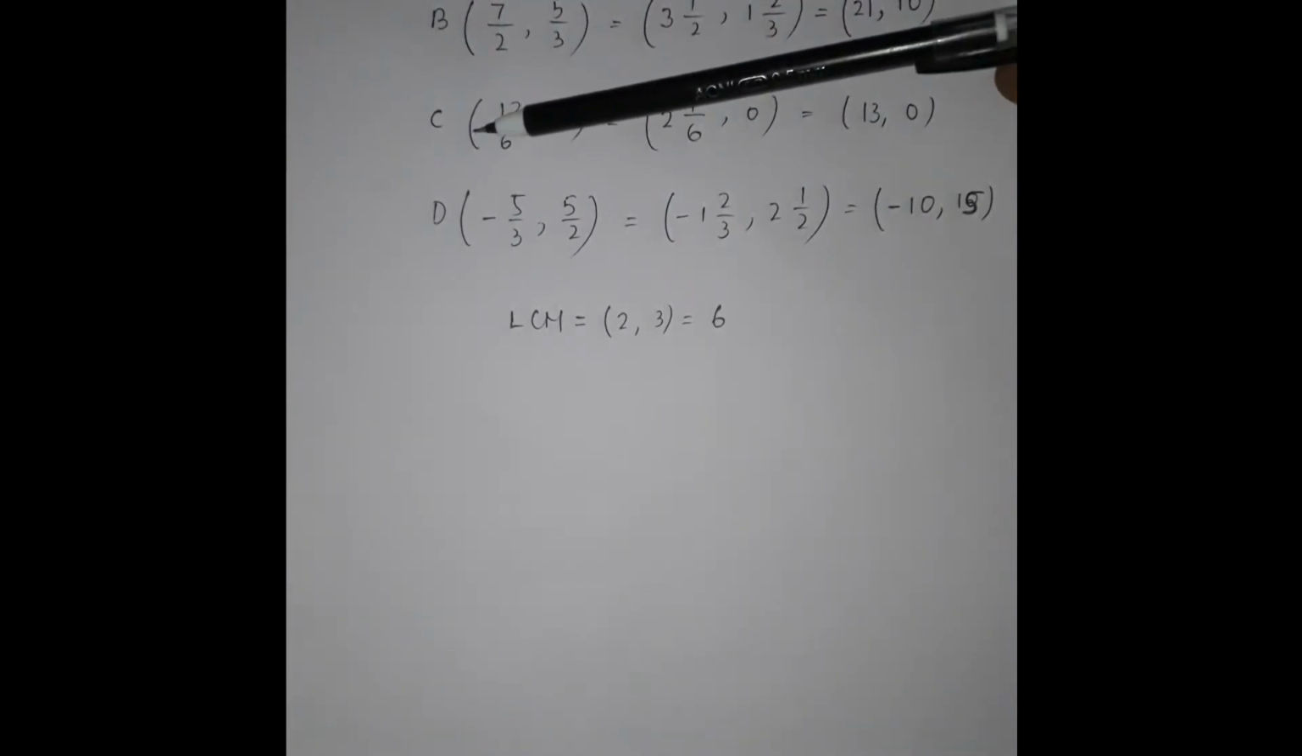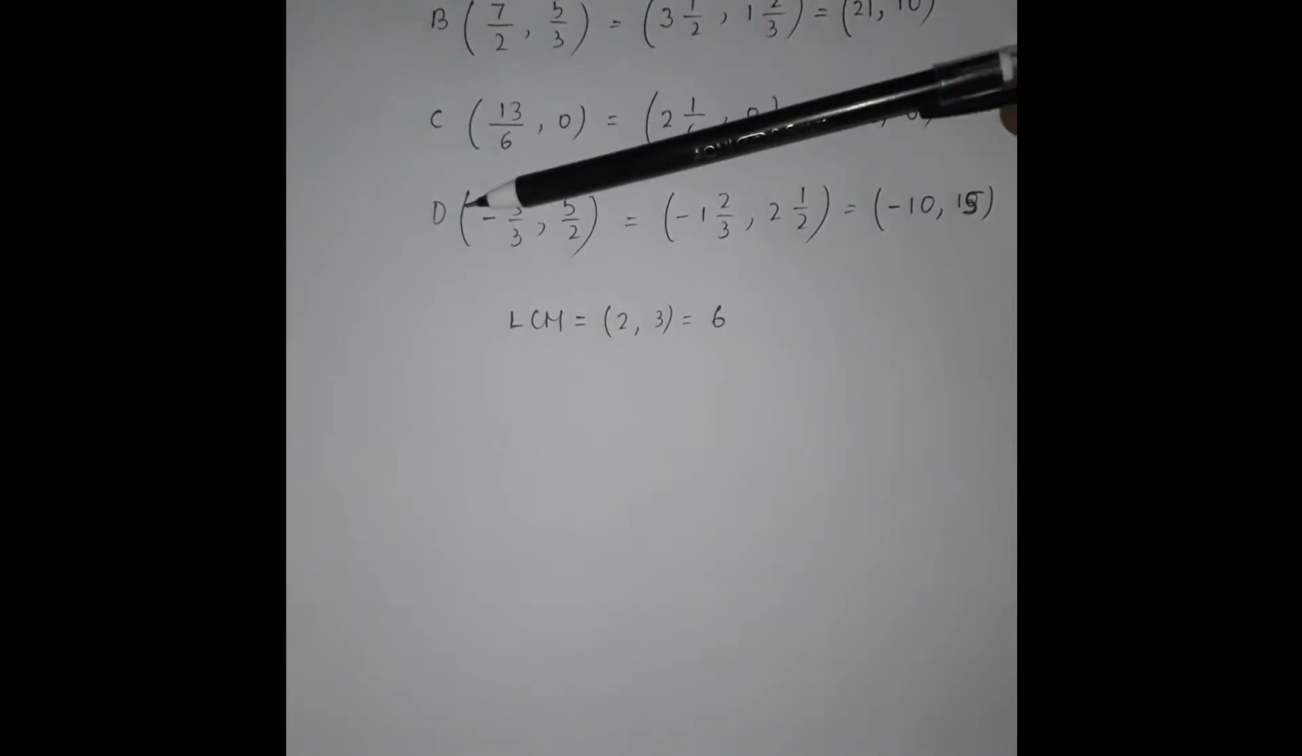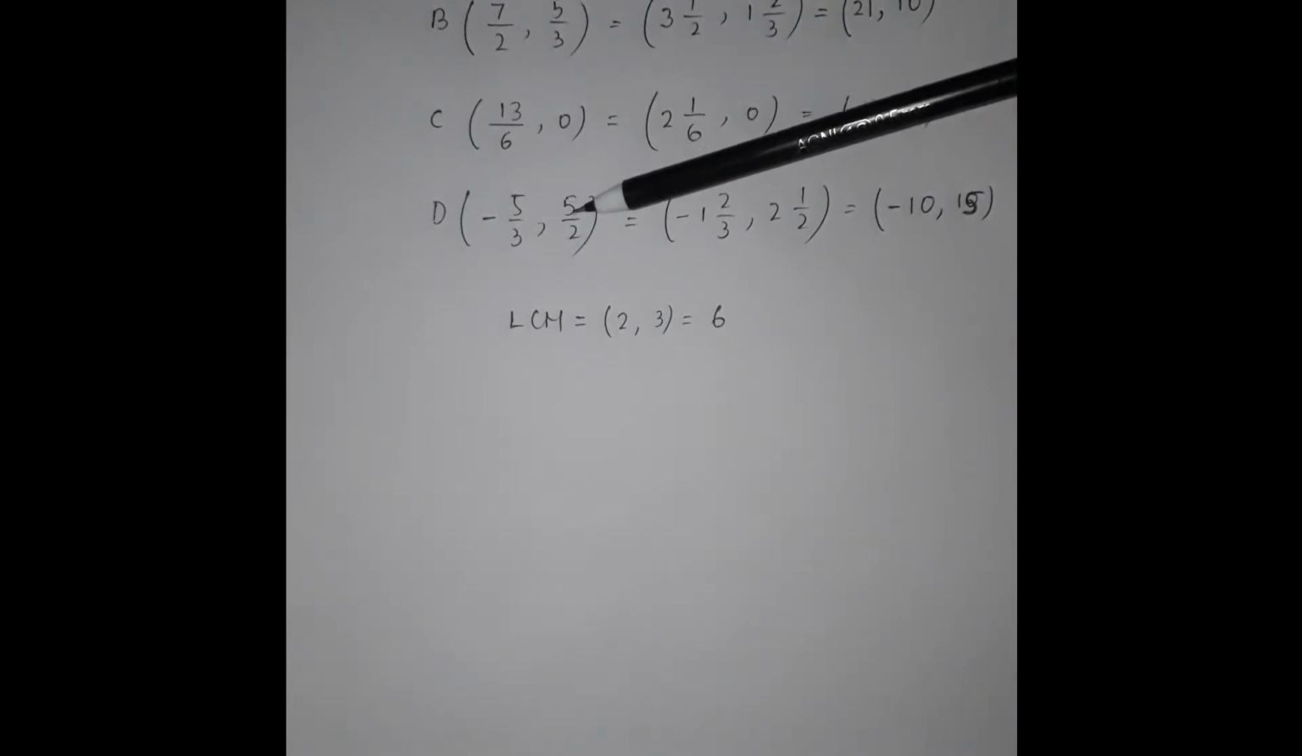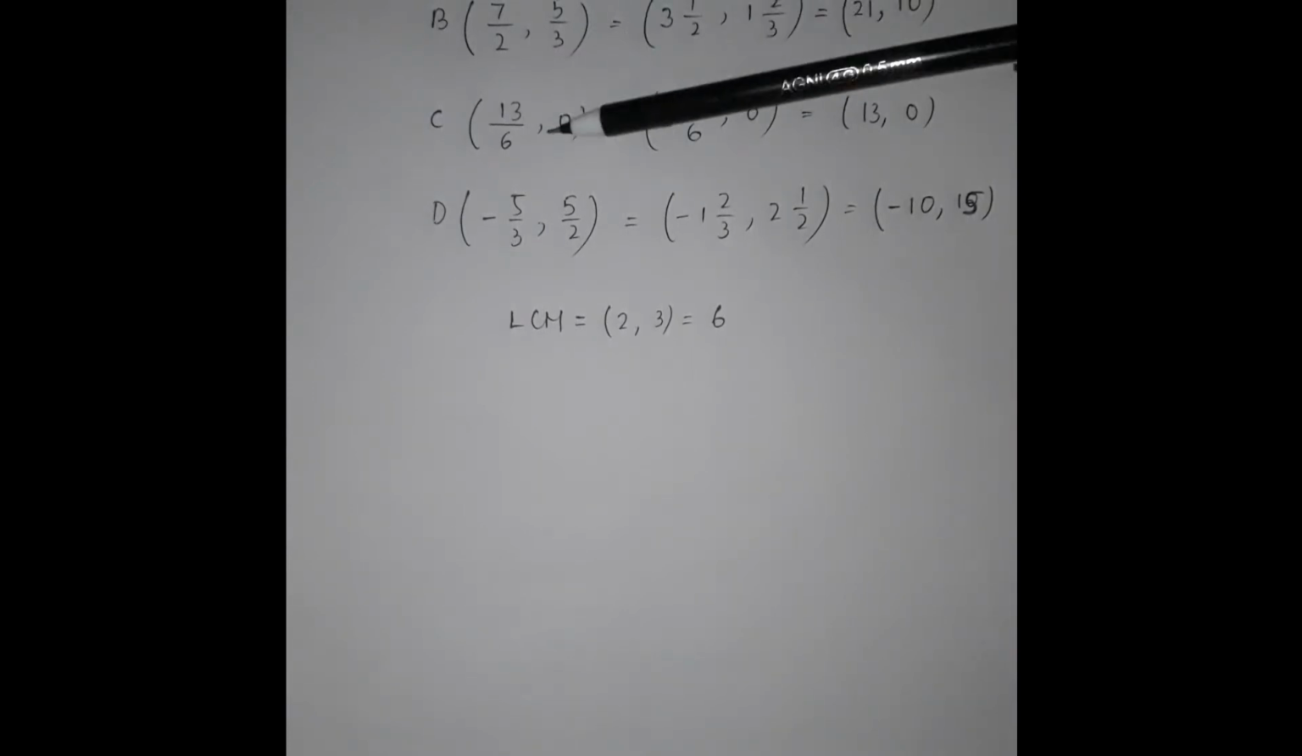So suppose we need to represent A whose coordinate is (4/3, -1), B whose coordinate is (7/2, 5/3), C (13/6, 0) and D (-5/3, 5/2). So first we express it in the mixed fraction.